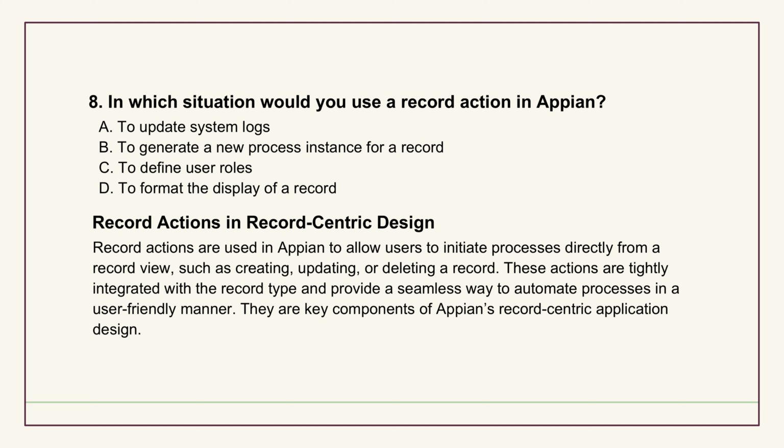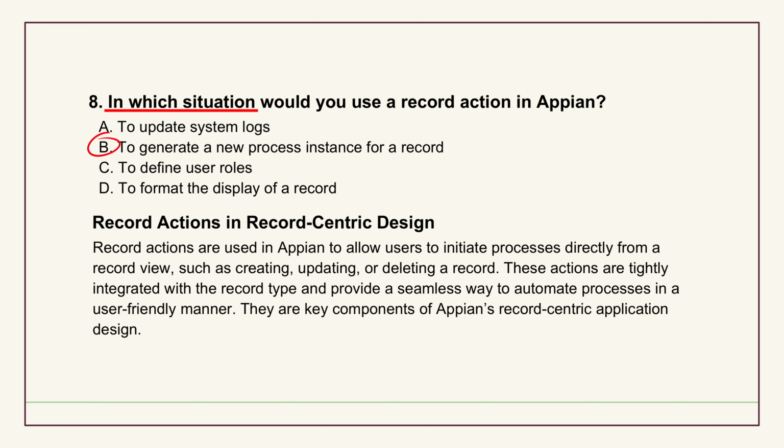The question: in which situation would you use a record action? Answer: B. To generate a new process instance for a record. Right. This is a core pattern in Appian. Records give you a view of your data, often bringing information together from different places. Like seeing a customer's details, recent orders, and support tickets all in one place?